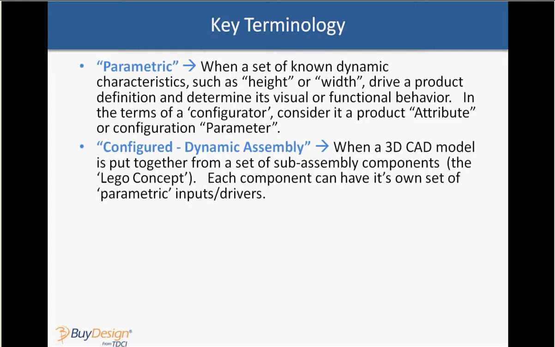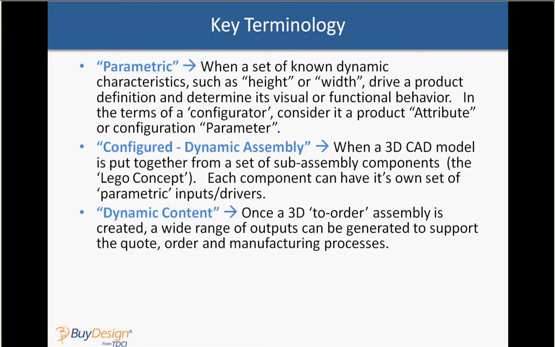Dynamic content: once we've created that to-order or configured assembly, then all types of different outputs can be generated. You've got 3D outputs, rendered outputs, 2D drawings, bill of material information, basically all the things that you could do manually with the 3D CAD application, we can drive from Flex 3D and from the configurator.